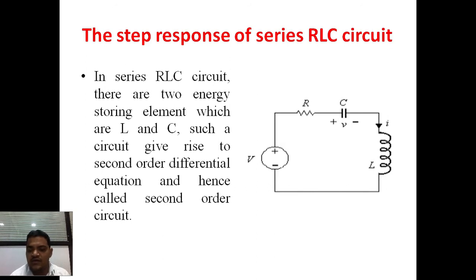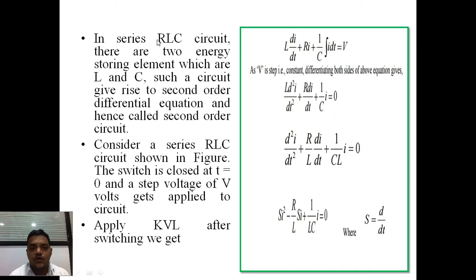This is because the inductor L and capacitor C are the two energy storage elements. In case of the series RLC circuit, there are two energy storing elements, L and C. Such a circuit gives rise to a second order differential equation. So once again, this series RLC circuit is called a second order circuit.